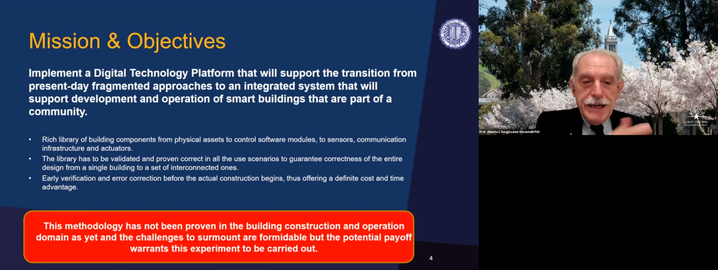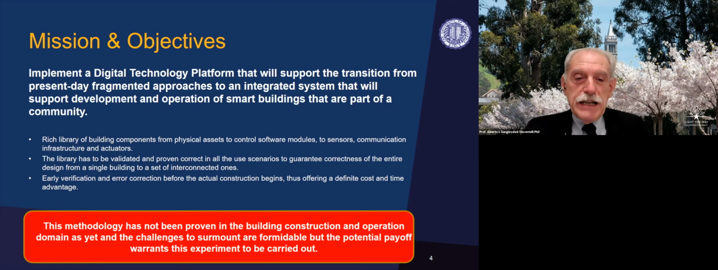Now, of course, like in electronic design, the library has to be validated and proven correct. Otherwise, when you assemble various components, you don't know if the building is standing up or is going to fall down.